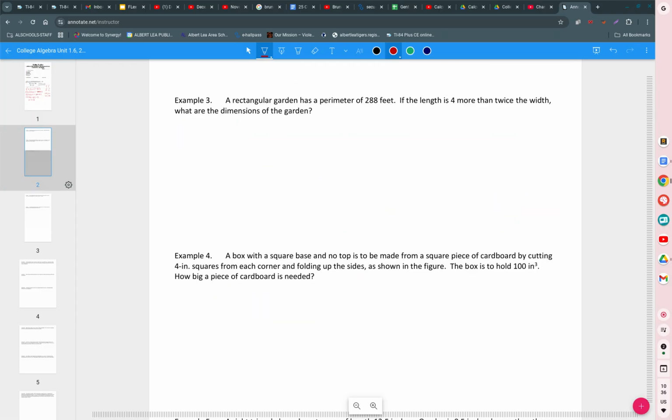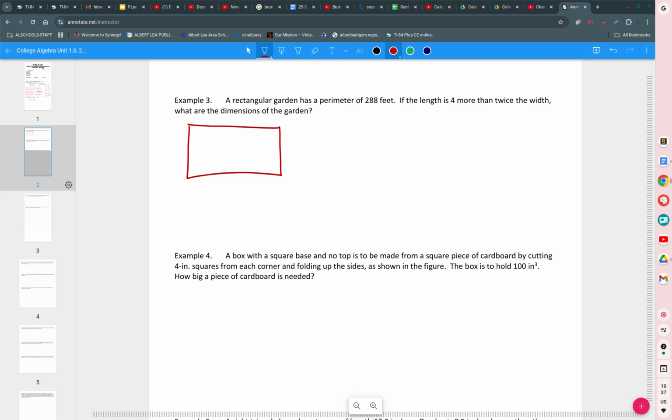Let's go back to some geometry. A rectangular garden has a perimeter of 288. The length is 4 more than twice the width. What are the dimensions of the garden? Ben, if you just saw this problem and didn't know how to do it, what is something you could do? Probably draw a rectangle. Draw a rectangle, yeah. I like that. Good.